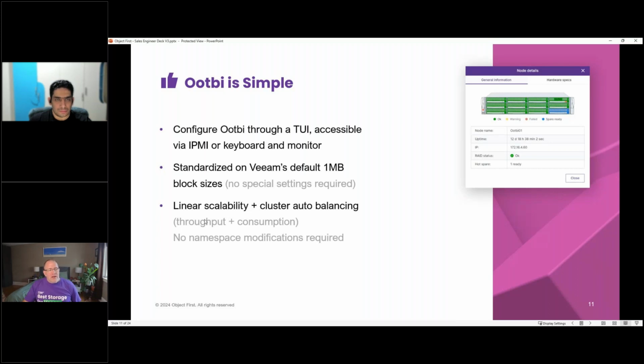Okay, so we also have linear scalability and cluster auto balancing, and no namespace modifications required. That's S3 stuff.